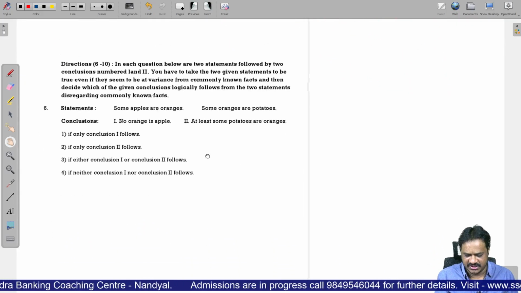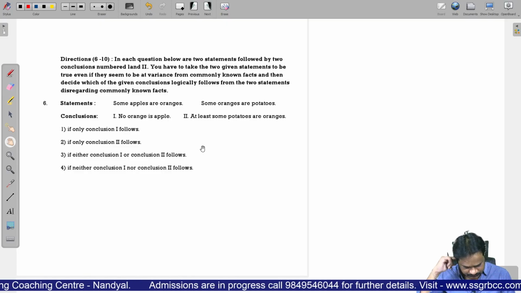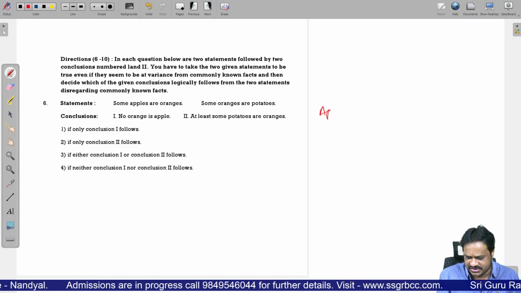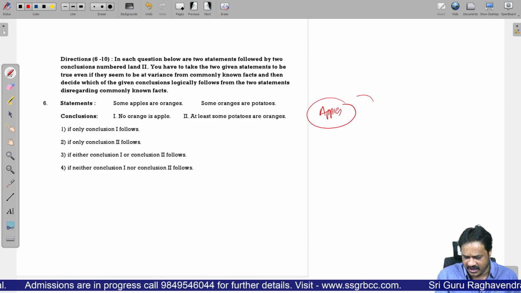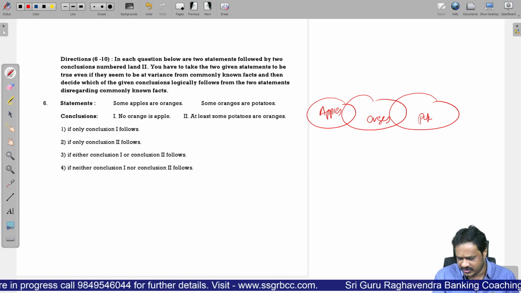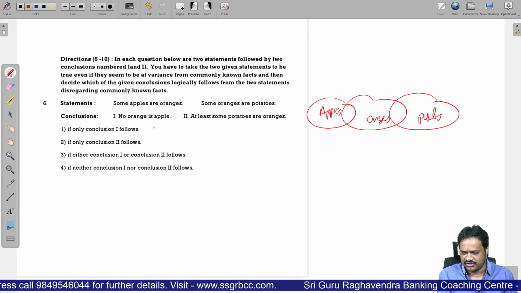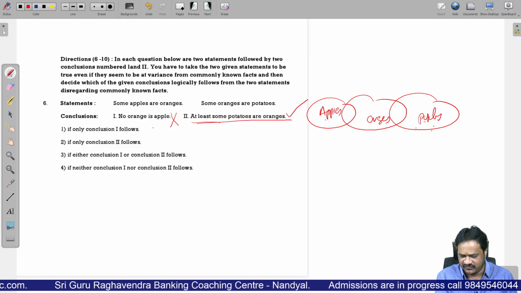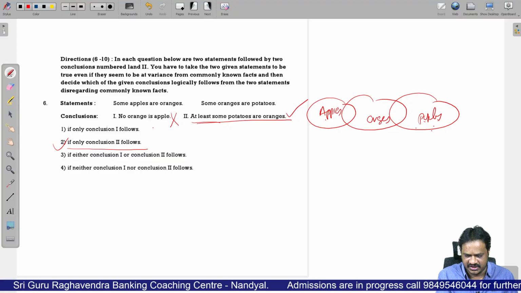Let us see the next question, the sixth one. Some apples are oranges. Some oranges are potatoes. First conclusion, no orange is apple. Here all are some statements, so there is no chance of getting a no. The first one does not follow. At least some potatoes are oranges. At least is nothing but some. Some potatoes are oranges definitely follows. The second one definitely follows.